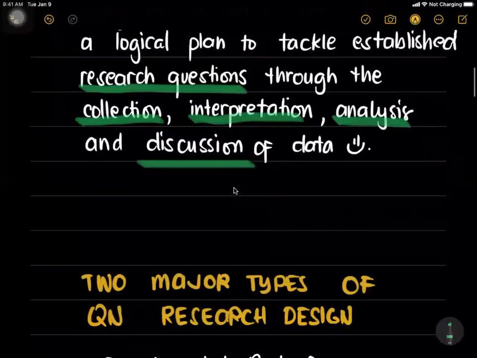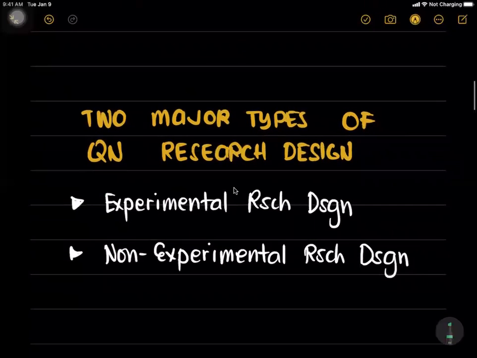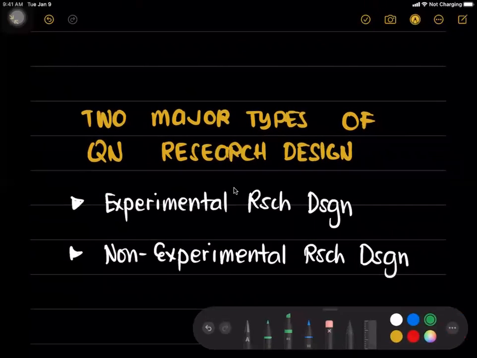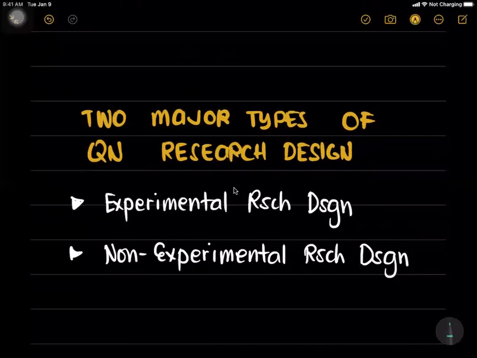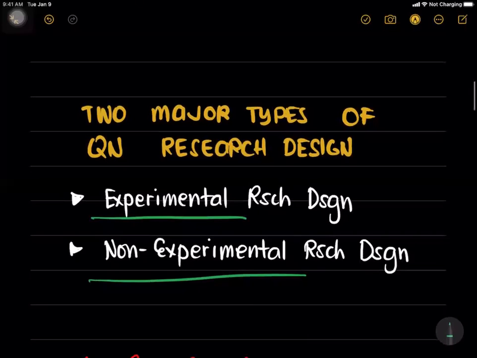So there are two major types of quantitative research design. Let us take note of these. The first one is your experimental research design, and the second is your non-experimental research design. Let us have a very quick comparison between these two research designs.